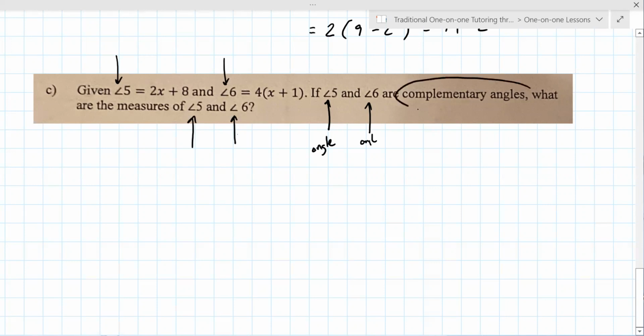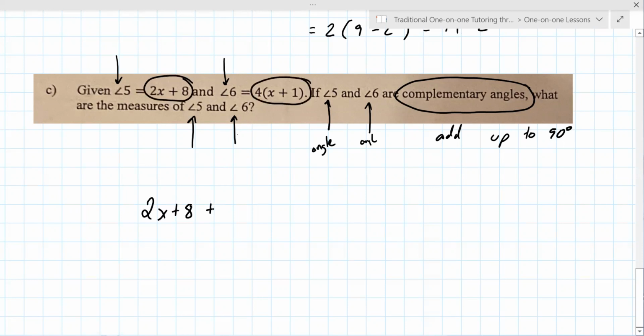All right, so what does the word complementary mean? Complementary angles are angles that add up to 90 degrees. I was going to make a joke about clothing, but you got it. Complementary clothing, things that match. Complementary angles add up to 90 degrees. That's right. So what do these two angles have to add up to? They have to add up to 90. That's right.